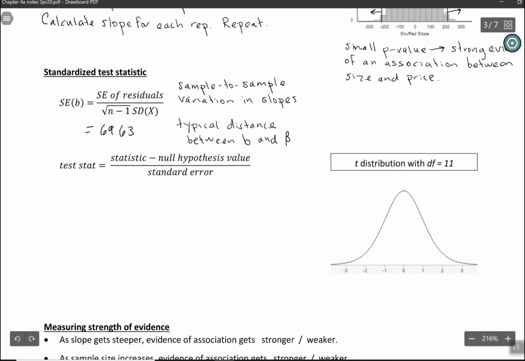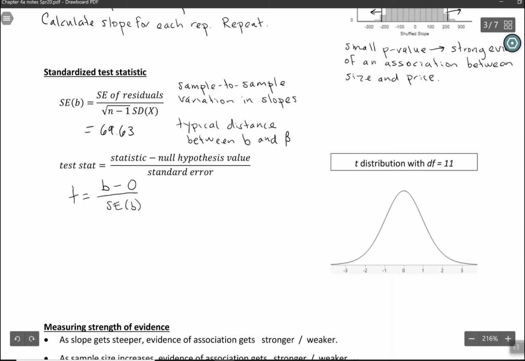So the test statistic is going to take this into account. This looks familiar. This is the general form for a test statistic that we've seen before. This is going to be a t statistic, and we've generally seen t statistics when we have quantitative responses, so that's not too surprising. Our statistic here is just the slope, that's what we're using to summarize our sample, minus the null hypothesis value. This is often 0 because a lot of times we'll be testing the null hypothesis that there's no association between X and Y. And then we divide by the standard error of the slope.